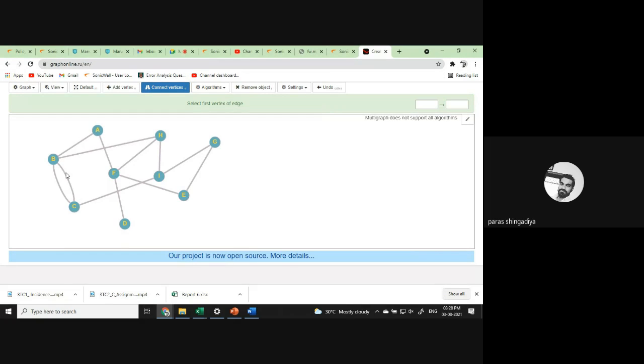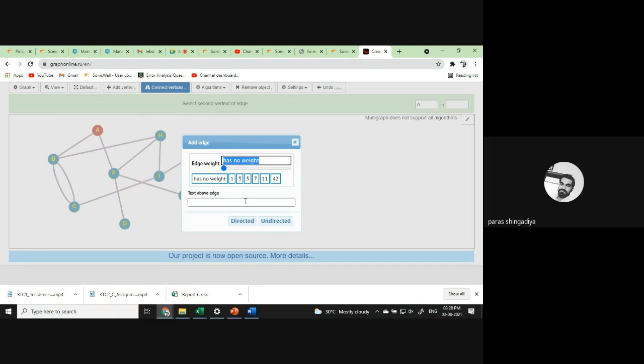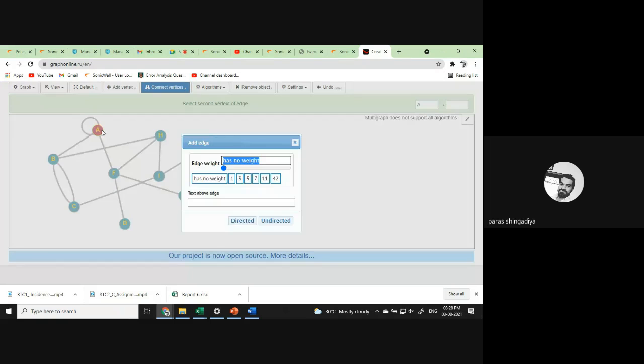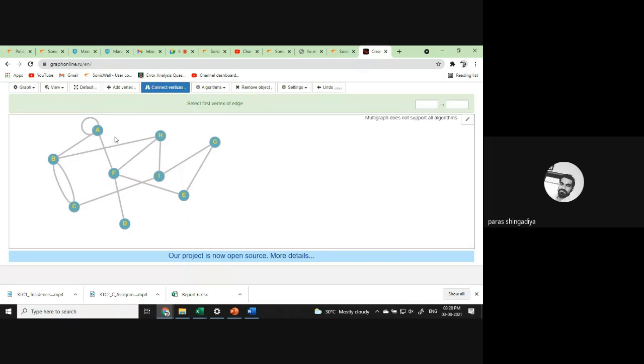Loop is applicable. Okay, you can consider a loop. Okay, let's do it. That is one loop. And now let's create one more loop. Multi loop is not possible, I think. That's not applicable.